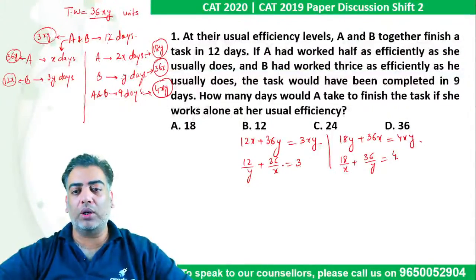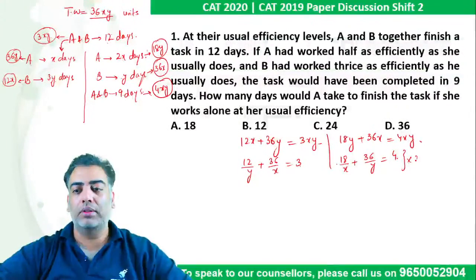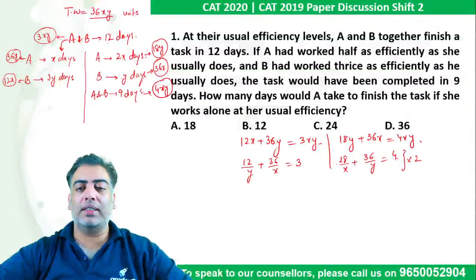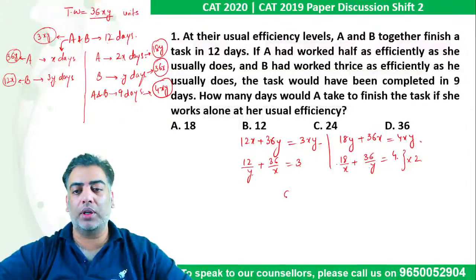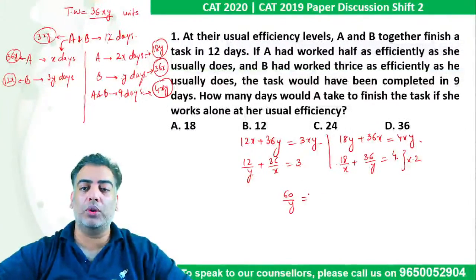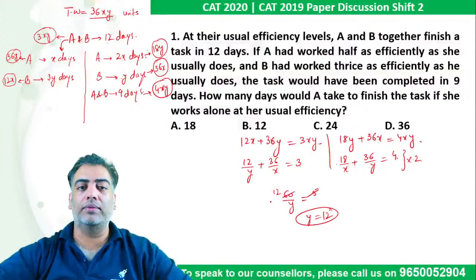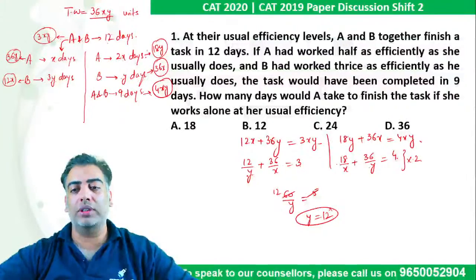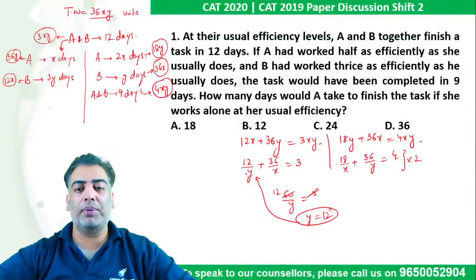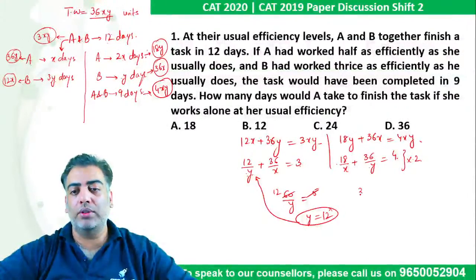If I eliminate x out of this by multiplying this equation by 2 and subtracting these two, 36 upon x gets cancelled out. 72 upon y minus 12 upon y comes out to be 60 upon y. 2 into 4 is 8, and 8 minus 3 comes out to be 5. 5 gets cancelled out by 60 by 12, so y comes out to be 12. As we are required the value of x, substitute y as 12 in any of the equations. So let's put 12 here. 12 upon 12 is 1. 3 minus 1 will be 2. So 36 upon x is 2. x comes out to be 36 upon 2, which is equivalent to 18.